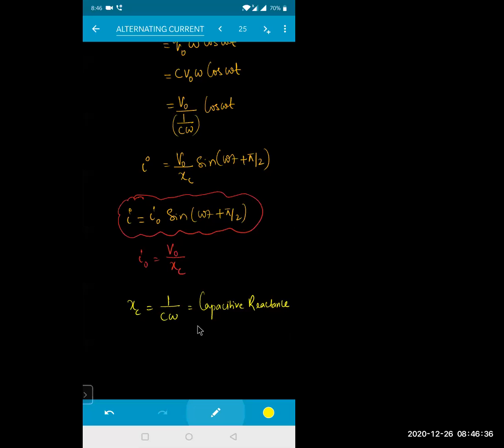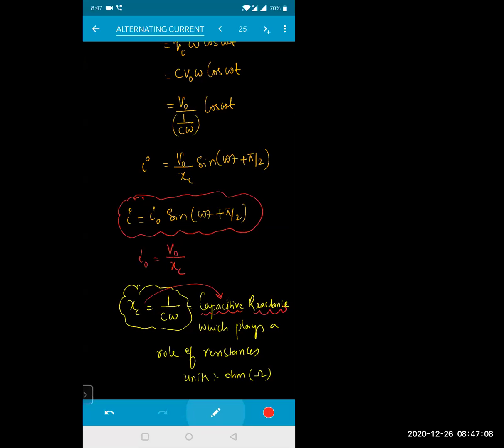Capacitive reactance plays the role of resistance. The unit for this one is ohm only. Ohm is the unit for this one. So XC is equal to 1 by C into omega. XC is known as capacitive reactance, which plays again the role of resistance.